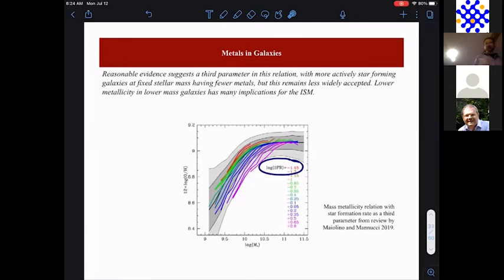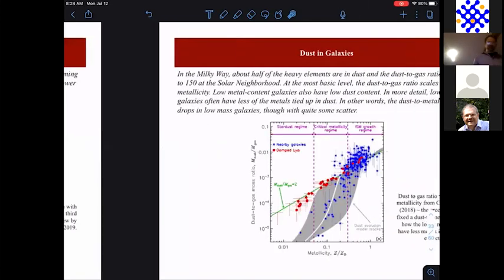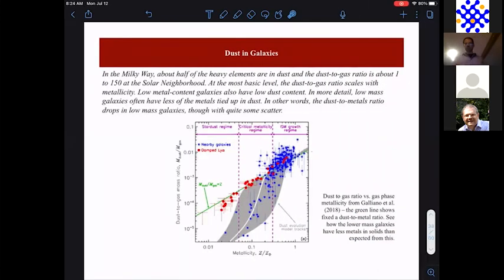But you can think of the mass metallicity relationship as appearing likely to have a third parameter. And this is particularly interesting to people attempting to unify a relationship across redshift. Star formation rate is not the only quantity that has been proposed. What about that dust? What about the solids?